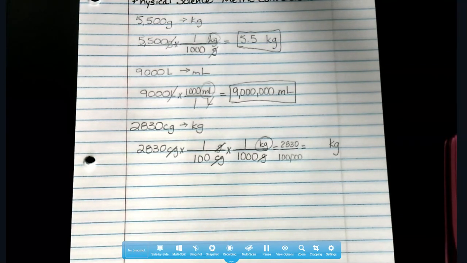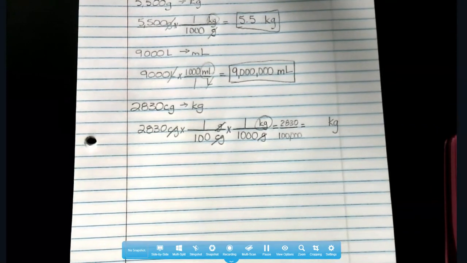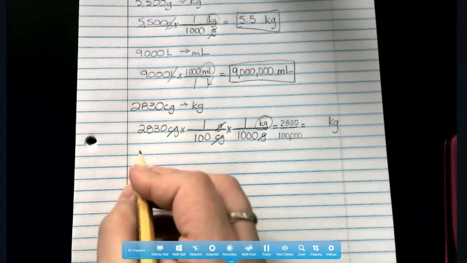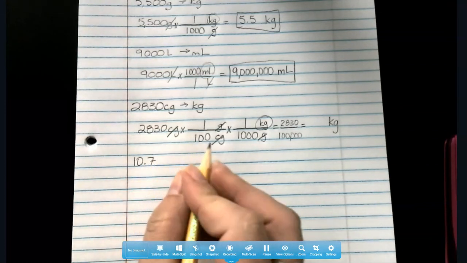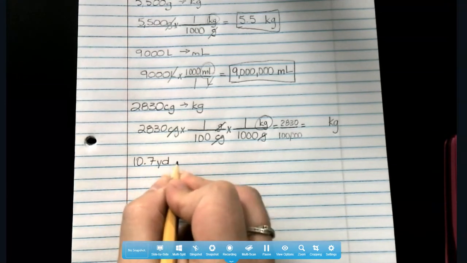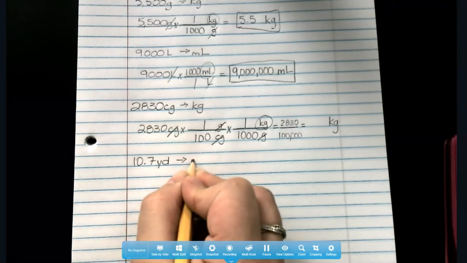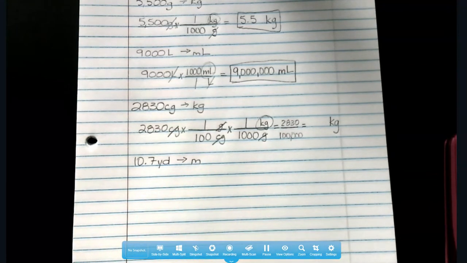Next, let's get a little bit more complicated. Let's do some mixed units. So if we're going to go 10.7, let's say yards, and we want to convert that to meters. Because remember, a yardstick and a meter stick are not the same. We do have to know what the conversion factor is for yards to meters or meters to yards.